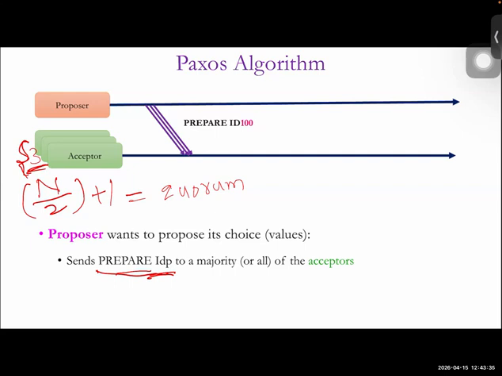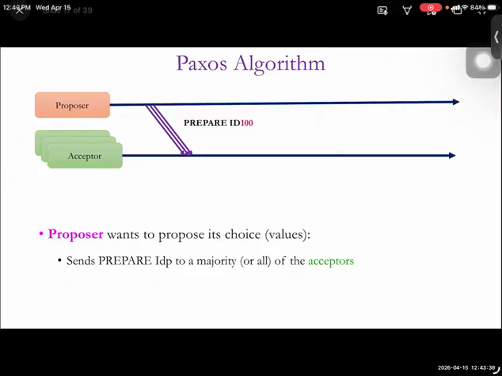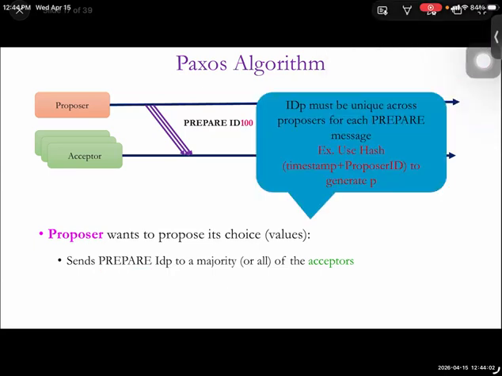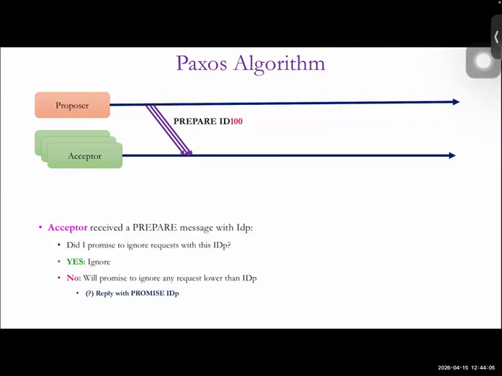So what is the first phase here? In the first phase, the proposer chooses a proposal number and sends the prepare ID, that is prepare ID 100, to the acceptors. Then an acceptor responds with the promise, with the same ID.